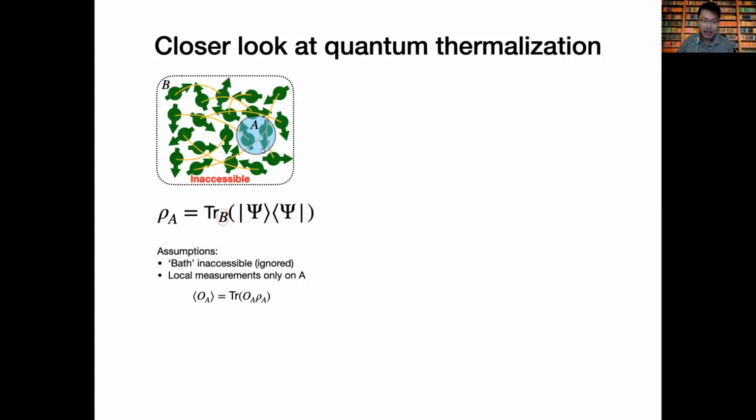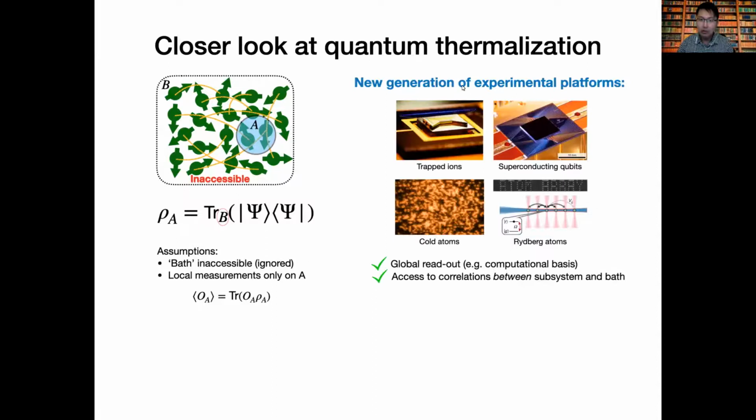and therefore we are only ever considering local measurements on A. So this framework is all fine and good, but let me now argue that a new generation of experimental platforms, in the form of trapped ions, superconducting qubits, cold atoms, and so on, actually give you access to information that goes beyond this framework. In particular, in these experiments, we have the ability to read out the system globally, perhaps only in one basis, like the computational basis, but nevertheless, that means that we get access to correlations between the subsystem and bath, at least in one basis.